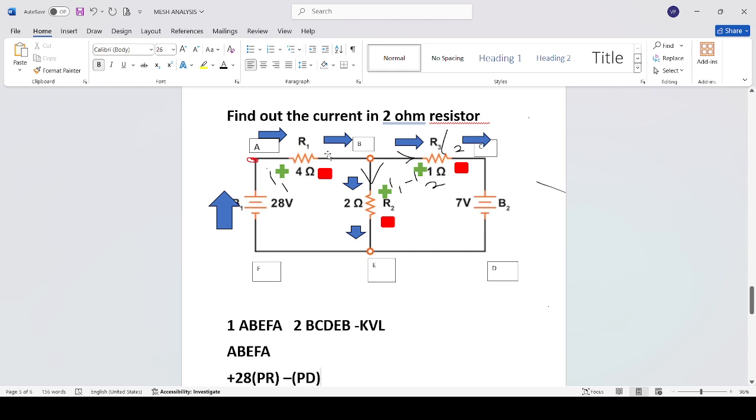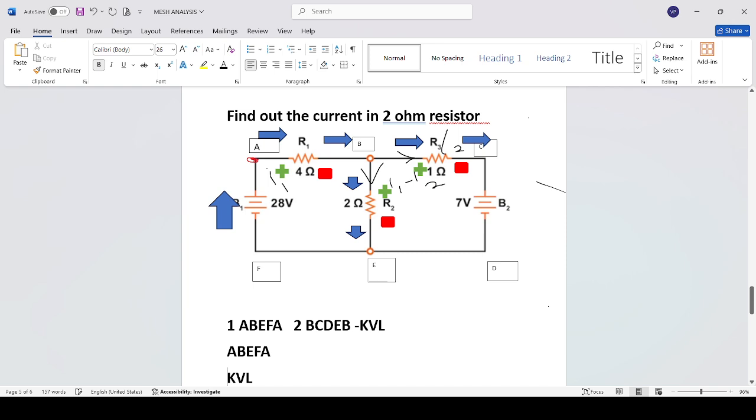So we need to mention it in terms of Ohm's law. When it is reaching here, it is mentioned as 4 ohm. Okay, we are going to apply Kirchhoff's voltage law.